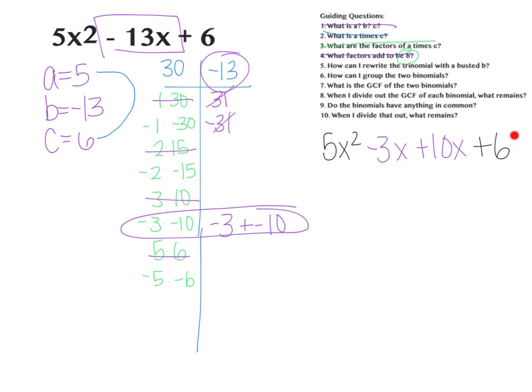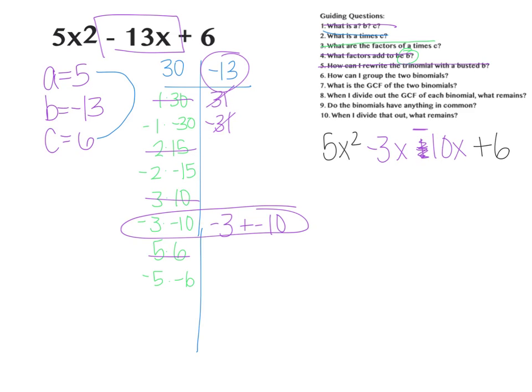So if I were to simplify this, if I were to combine like terms, I just realized I wrote that wrong. That should be minus 10x, not plus. And that's why you always want to check yourself. If I were to combine like terms, negative 3x minus 10x, I still get negative 13x. So I have rewritten it with a busted B.